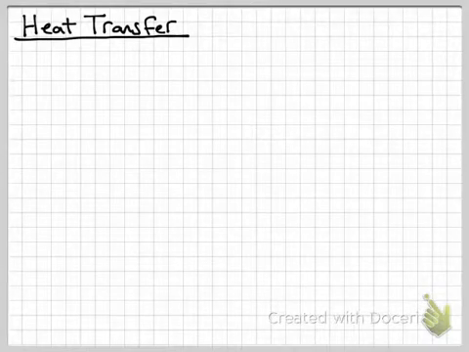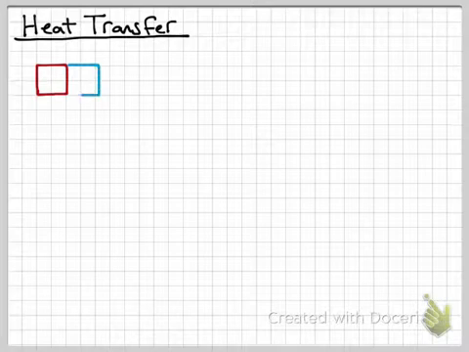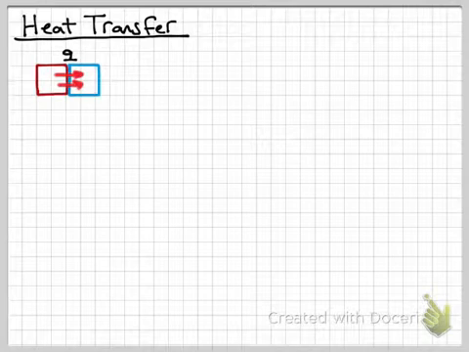Imagine you have two objects, one at high temperature, so a hot object, say a piece of metal, which we'll represent with this red block, and you also have a cooler piece of metal, so at lower temperature, which we'll represent with this blue block. In this case, there's going to be an exchange of energy between the two objects from the hotter to the cooler one, and we represent that exchange of energy in the form of heat as Q.